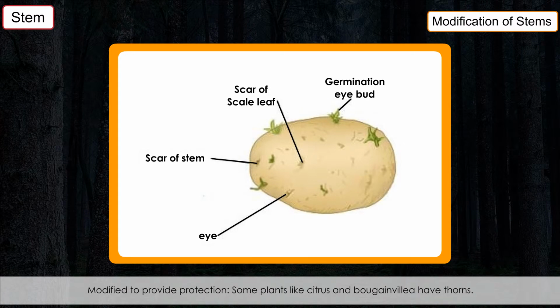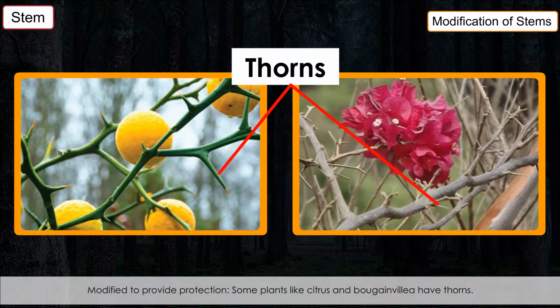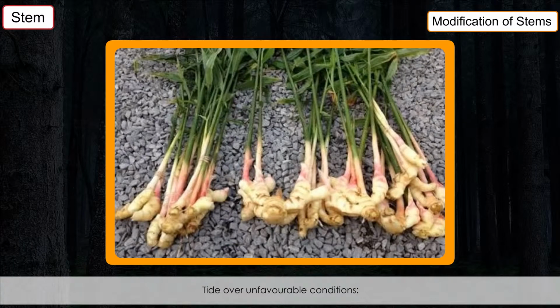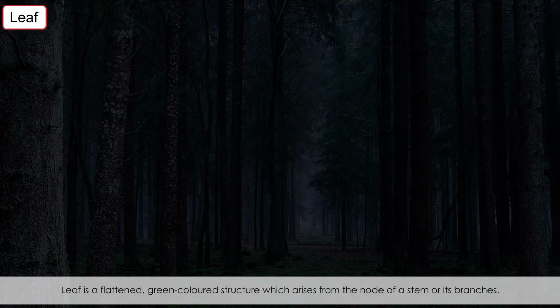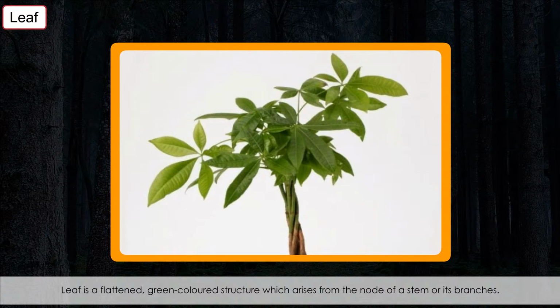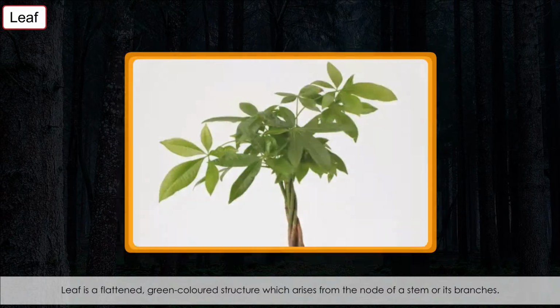Modified to provide protection. Some plants like citrus and bougainvillea have thorns. Thorns are pointed, needle-like structures to provide protection to the plant. Tide over unfavorable conditions. The underground stems help tide over the unfavorable conditions, for example, ginger.